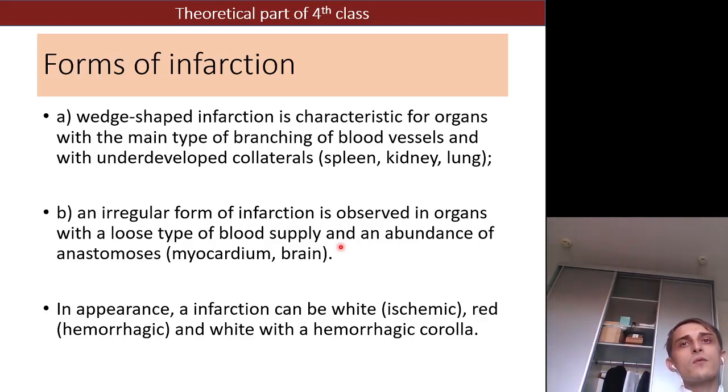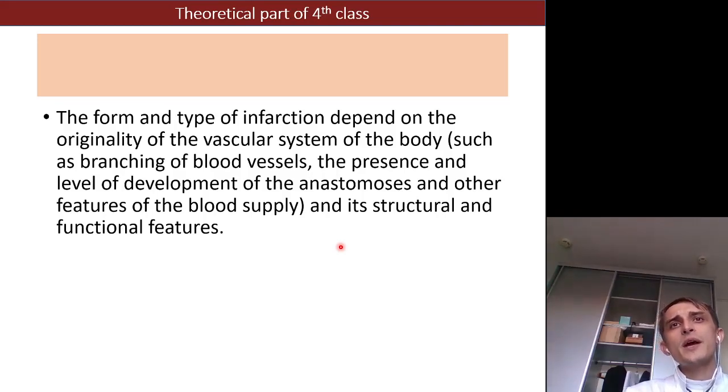An irregular form of infarct is observed in organs with a loose type of blood supply and an abundance of anastomosis, like the myocardium and brain. In appearance, an infarct can be white, ischemic, red, hemorrhagic, and also it may be white with a hemorrhagic area. The form and type of infarction depend upon the originality of the vascular system of the body and of an organ, and its structure and functional features.